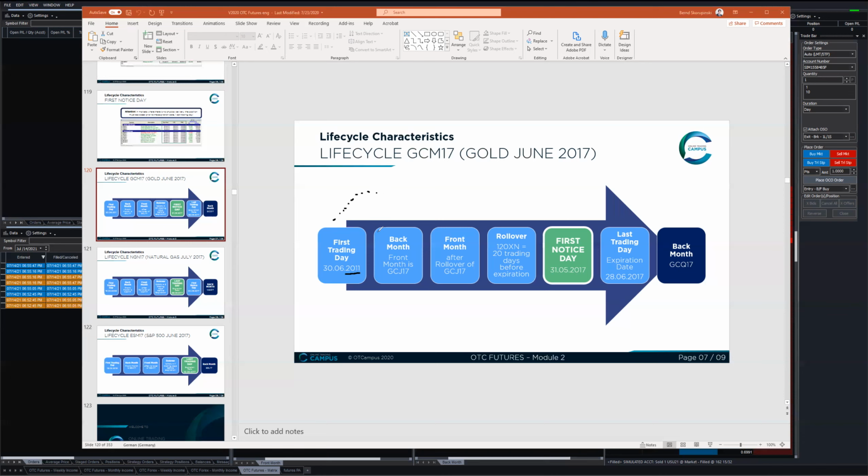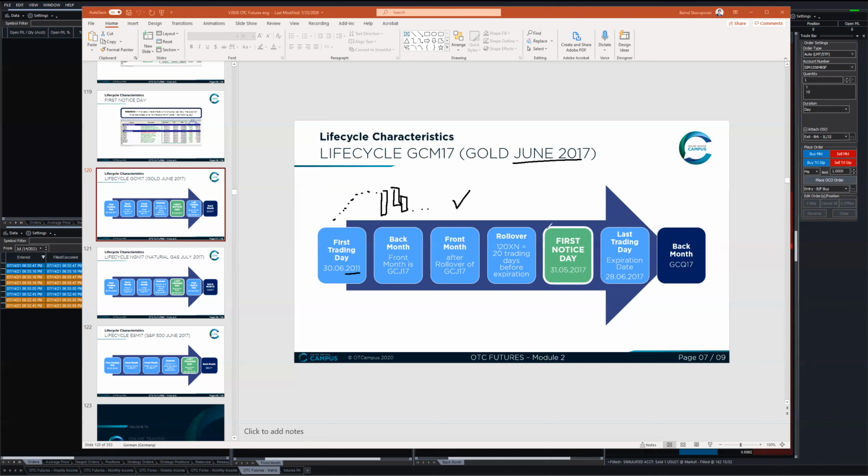So now at some point of time, this contract becomes the back month of another front month, right? And then you see already candles, right? And this is where you then start to see candles on a higher time frame. And then it becomes the front month, right? This is where you are then going to trade this specific contract.